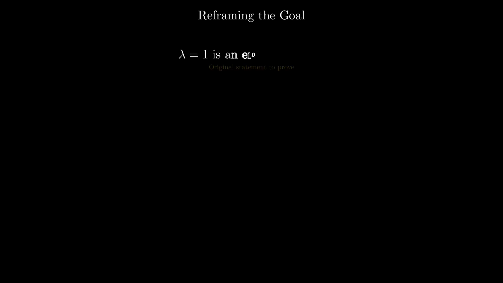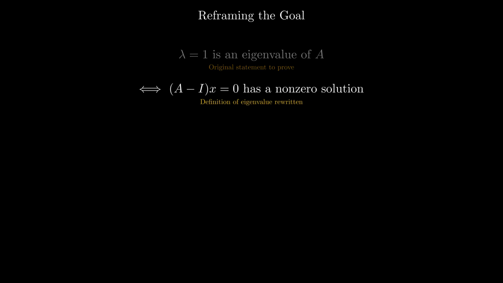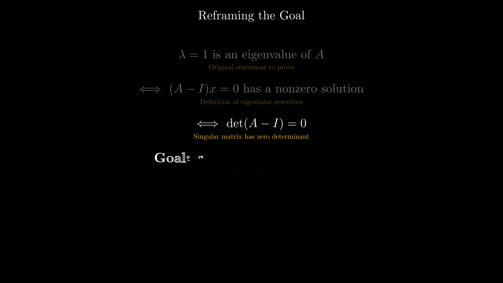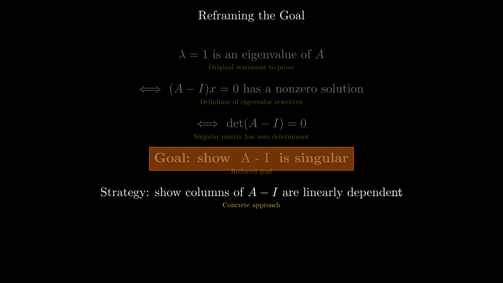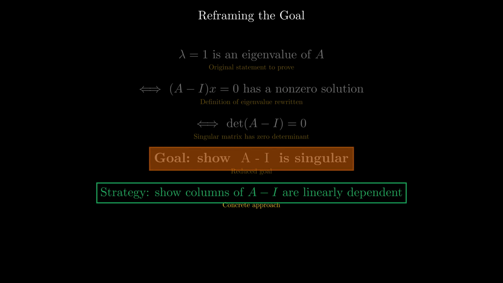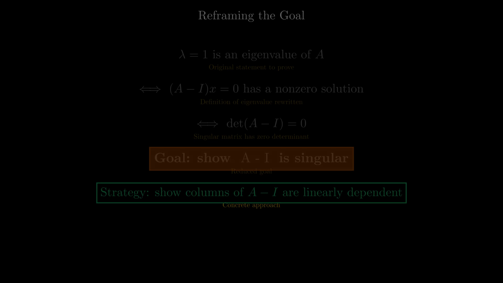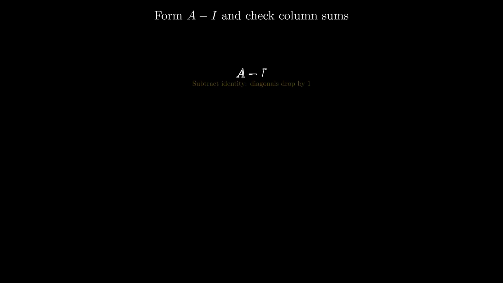First, let's reframe the goal. Saying that lambda equals 1 is an eigenvalue is exactly the same as saying that A minus I has a non-trivial null vector. And that in turn is the same as saying A minus I is singular, meaning its determinant is 0. So our entire job reduces to a single task: prove that A minus I is singular. We don't need any eigenvalue formulas, we just need to show that the columns of A minus I are linearly dependent.